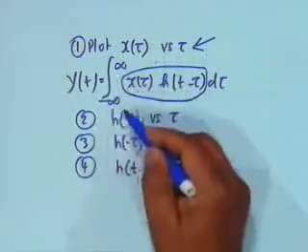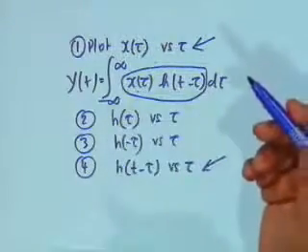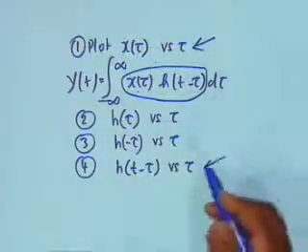Integration of a function multiplied by d tau from minus infinity to plus infinity means the total area under this scale. It is that area. It is sometimes easy to find out this area graphically rather than analytically.